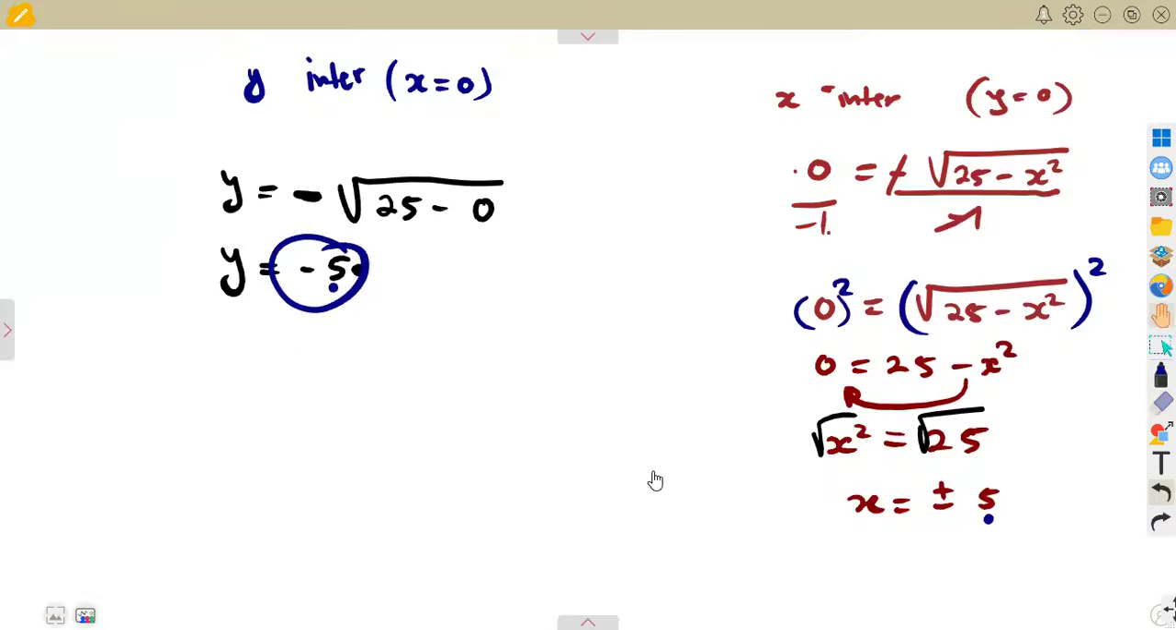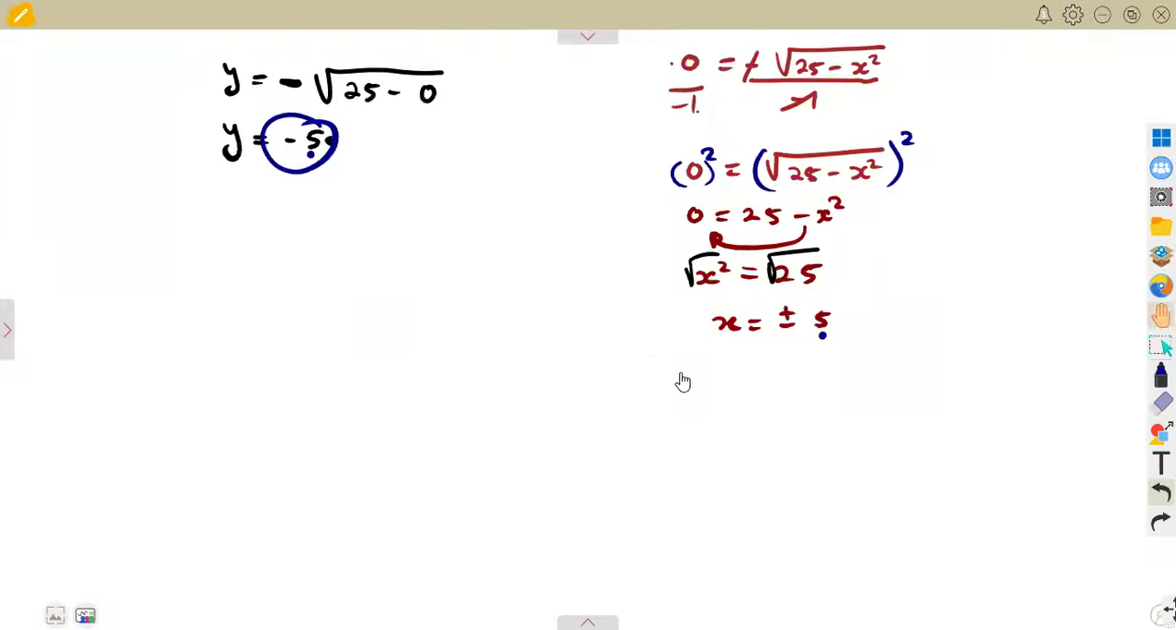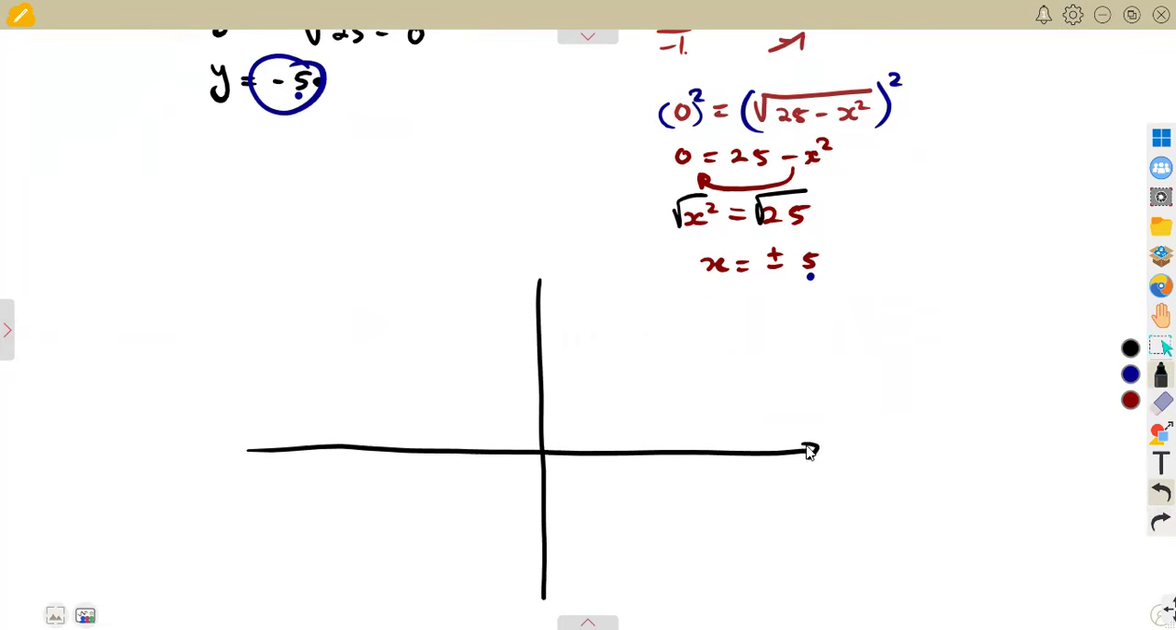So we are still on our question. All right, so like I said, this is a half circle. We know the x values and the y value. The y value, we just have y being equal to what? A minus 5. So we are limited to y being a minus 5. So let's say we've got 1, 2, 3, 4, 5, minus 1, minus 2, minus 3, minus 4, minus 5, 1, 2, 3, 4, 5.